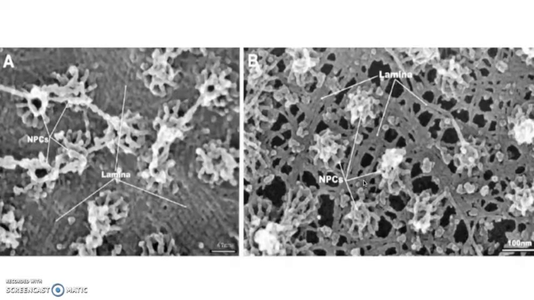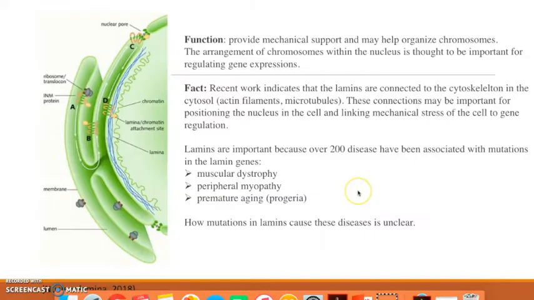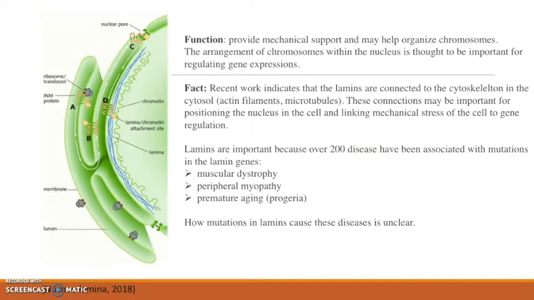So that is how it looks under the microscope. It's a mesh-like system. Lamins are very important because over 200 diseases have been associated with mutations in the lamin genes. For example, muscular dystrophy, peripheral myopathy, and premature aging, progeria. And we'll talk about this disease a little bit later. However, the reasons for these mutations are still not clear.